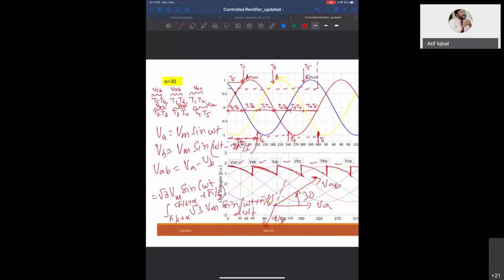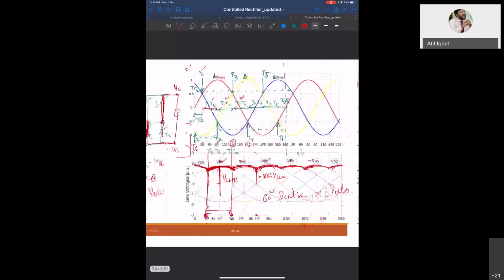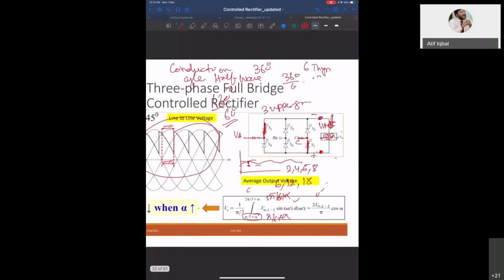When you do this integration, you get the expression for the average voltage, and the expression remains the same. This will be the expression that you will get: 3 Vm line to line cos alpha by pi. This is what you get. Understand?